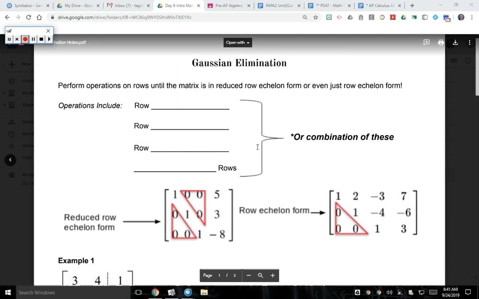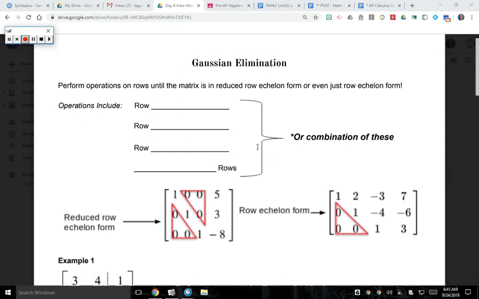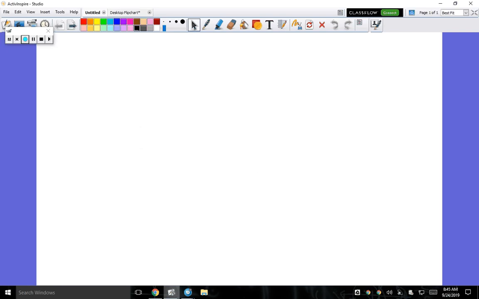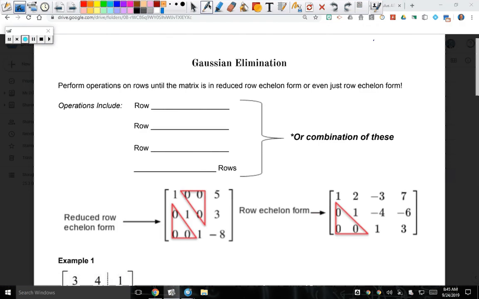Alright, so what we're learning today is the pinnacle of Unit 2, okay? It can be a little intimidating when you first try it for sure, but I'll tell you this. There is at least a process to go about it, okay? And the process, if followed, you can get to the correct answer.